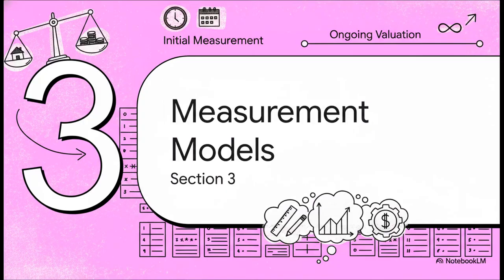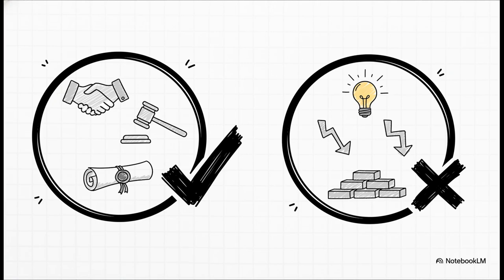Section 3. Measurement models. When it comes to initial measurement, it is strictly cost-based. You measure the investment property at its cost, which is the purchase price plus any directly attributable expenditures. So let's look at what's included. If your transaction is buying a massive commercial plaza to hold for rental income, you naturally include the purchase price, professional legal fees, and property transfer taxes. But pay close attention to what's excluded. You must absolutely strip out startup costs, any operating losses you incur before reaching your planned occupancy, and definitely any abnormal wasted materials from the construction phase.